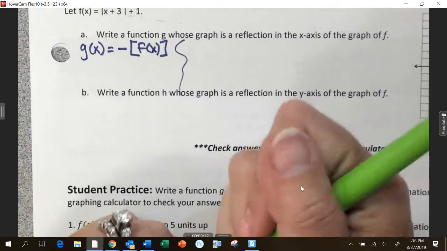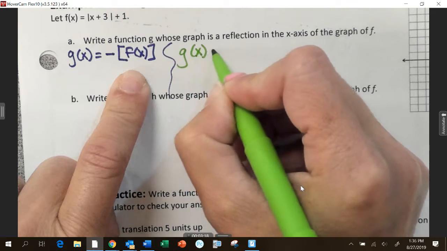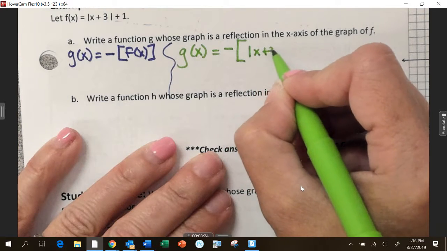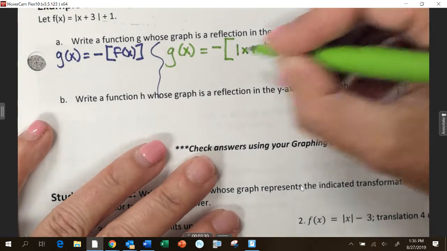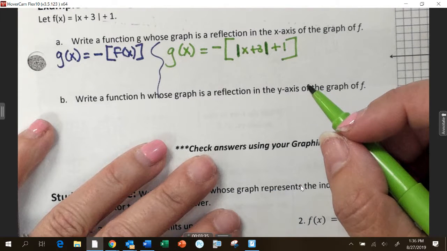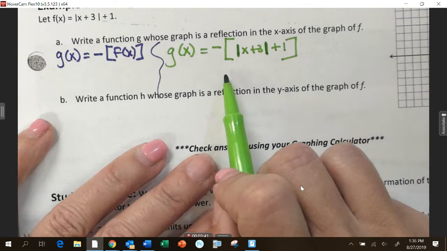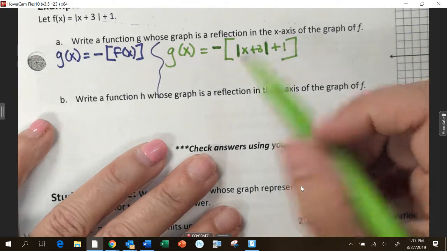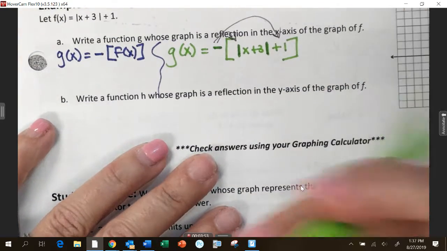The second part is actually putting in the function where the function goes. So g of x equals negative bracket. Now, this is where I put absolute value, x plus 3, close absolute value, plus 1, close the bracket. Sometimes the absolute values get very confusing because they look like ones. So you see how I use that bracket? The bracket's important. Because there's a negative sign outside of the bracket, that means it distributes in. It distributes around plus or minus signs.